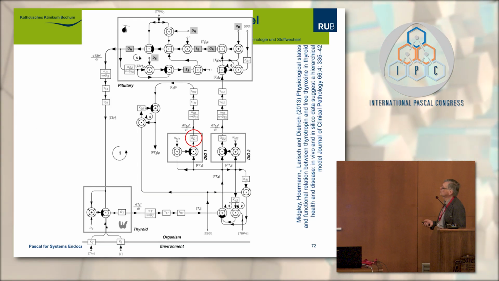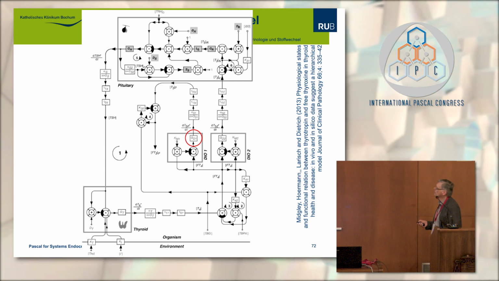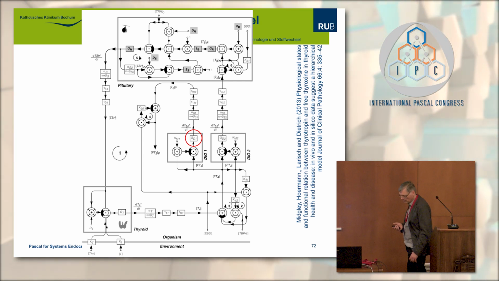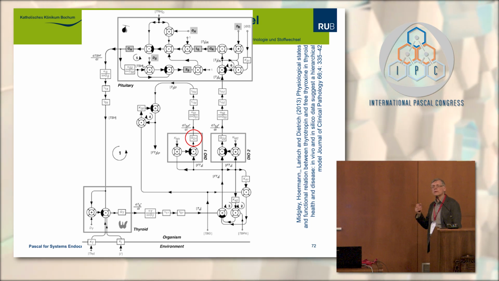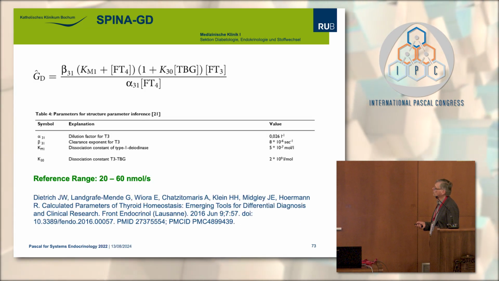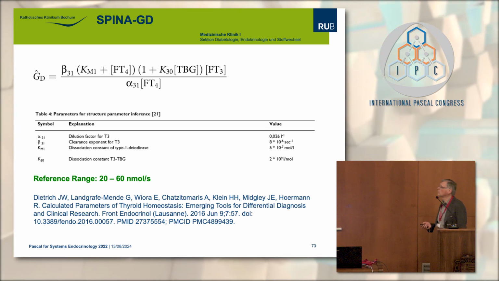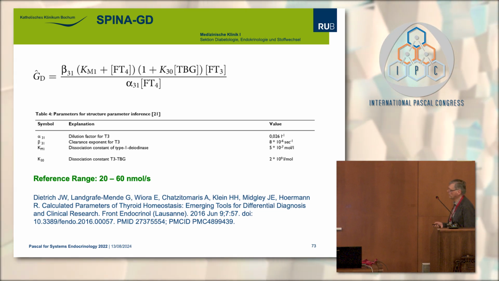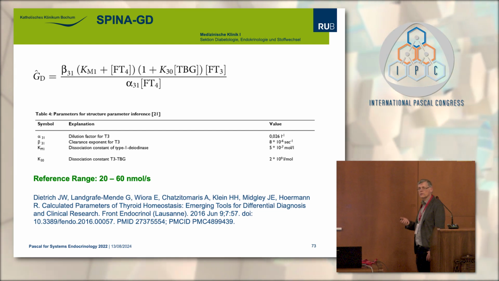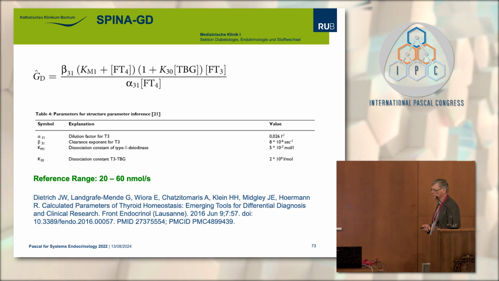And another structure parameter we can calculate is GD, or SPINA-GD. That is the total activity of deiodinases. These are enzymes which convert the thyroid hormone T4 to the more active thyroid hormone T3. And we can also calculate this from plasma concentrations in steady state with this equation. And we have also defined a reference range for this.